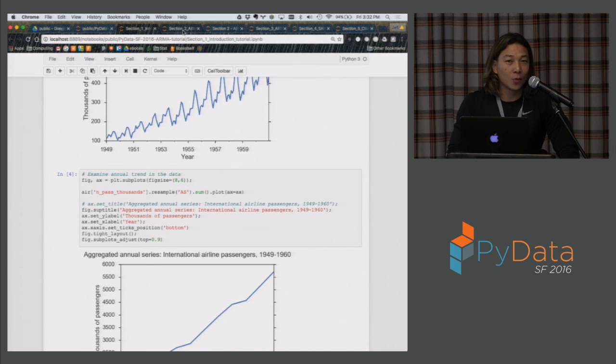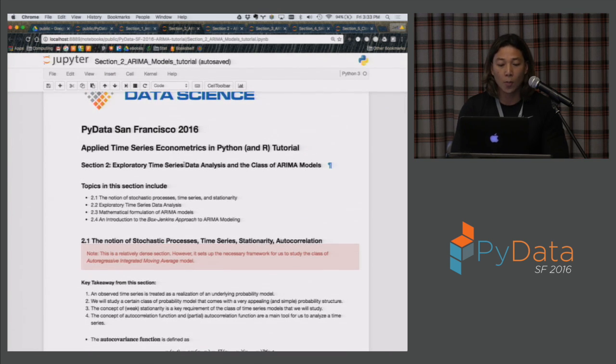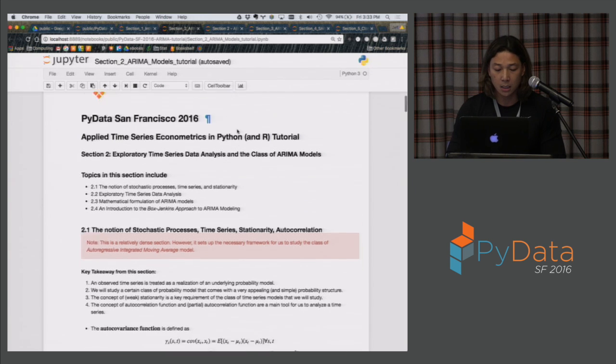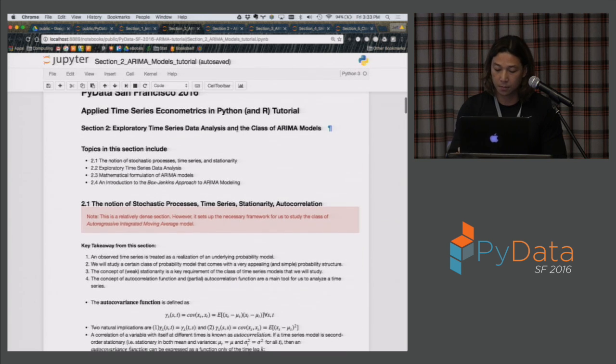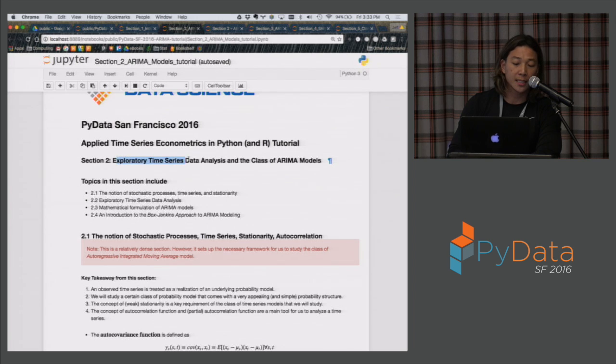So how about we move to section 2, all right? We can come back to it, because a lot of this is just to give you a flavor of what we are going to study today. The important thing is we actually study it. So if you can open up the second notebook, notebook section 2 on exploratory data analysis and the class of ARIMA model.